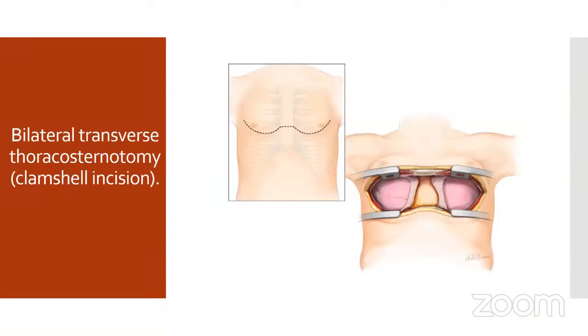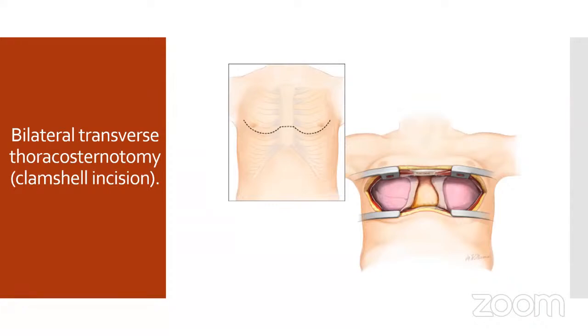Bilateral transverse thoracosternotomy, which is also called the clamshell incision, is made through either the fourth or fifth intercostal space. The incision is extended down through the pectoralis major muscle to enter the hemithorax. The right and left internal thoracic arteries are dissected and ligated proximally and distally prior to the transverse division of the sternum. Bilateral chest spreaders are placed to maintain the exposure.